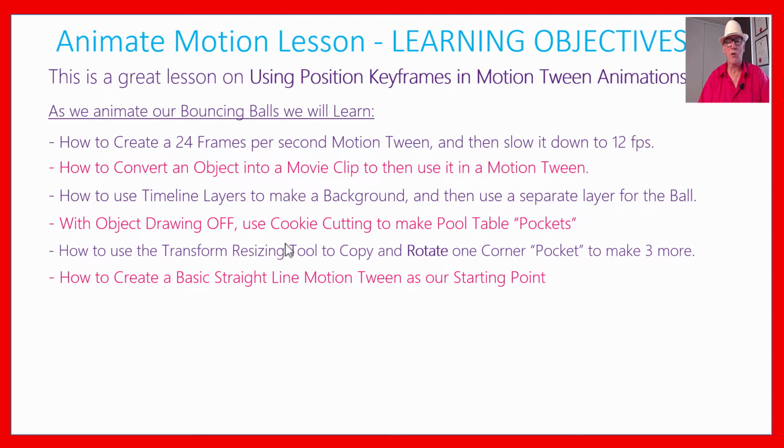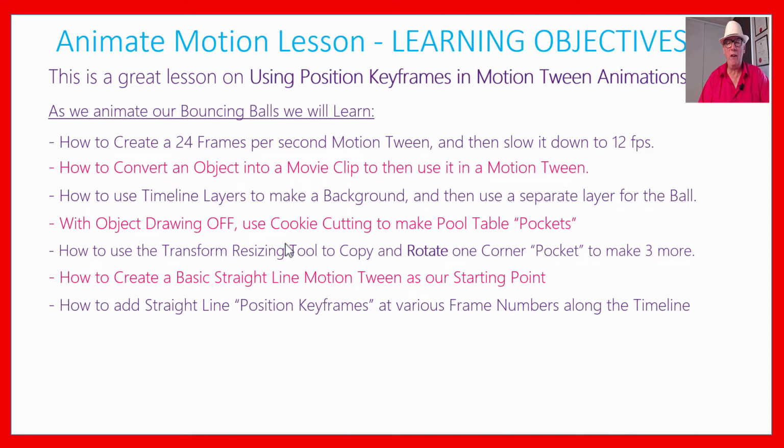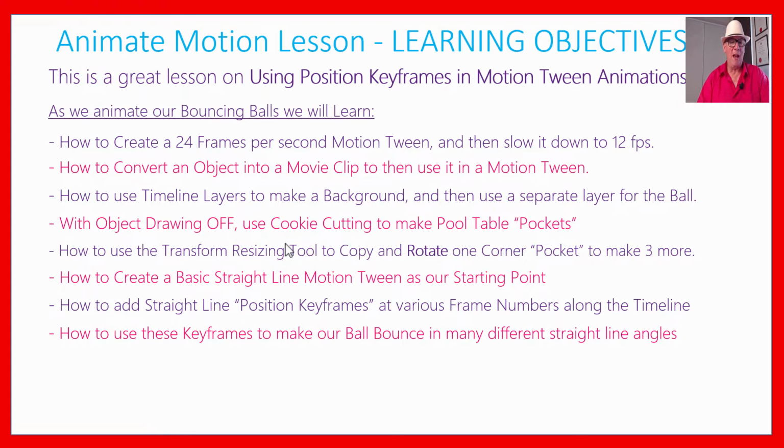How to create a basic straight line motion tween, that's our starting point. And then we use a position keyframe at various frame numbers along the timeline. And then you can get all these angled repositioning of the animation going on, so it's not in a straight line, all right? And the simplest repositioning, of course, is the big V shape of the bouncing ball.